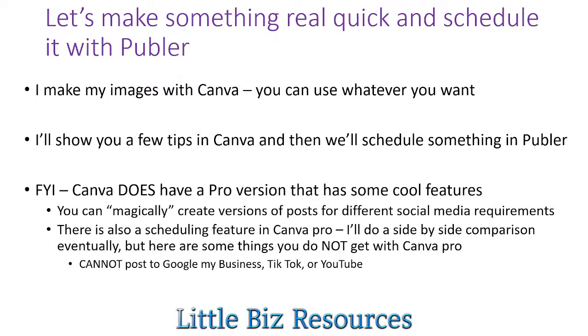Now, FYI, I noticed Canva is changing constantly. So this is part of the reason why I don't really focus a lot on Canva except for the free level, but they keep putting stuff in the free version and then taking it out and throwing it in the pro version, which is really frustrating. But they do have a pro version and they keep adding more and more amazing features to it. You can magically create versions of posts for different social media requirements. And there is also a scheduling feature in Canva Pro. And eventually I'll do a side-by-side comparison.